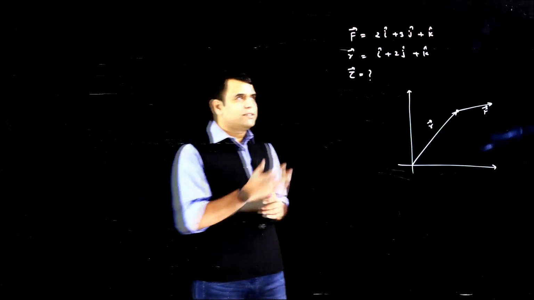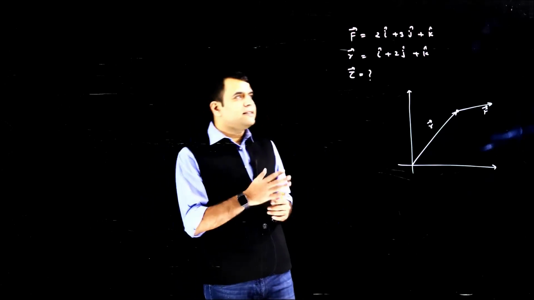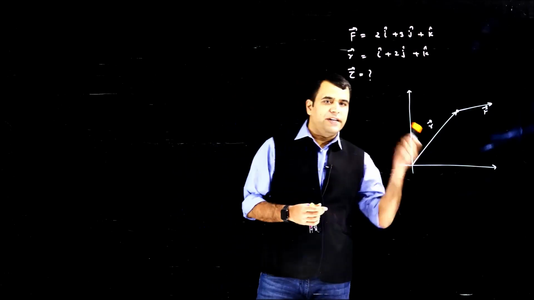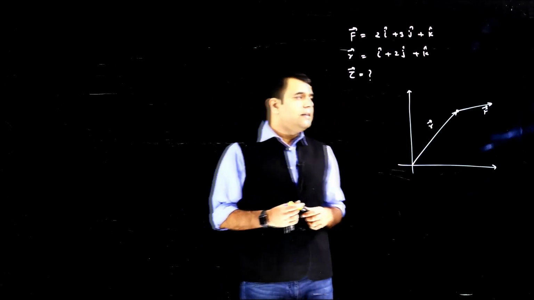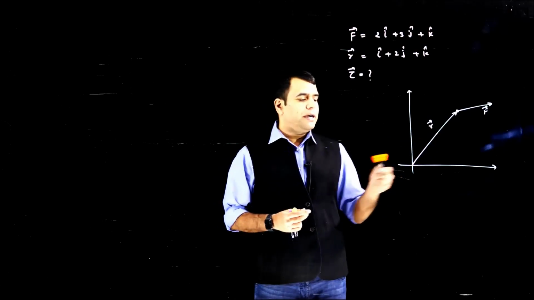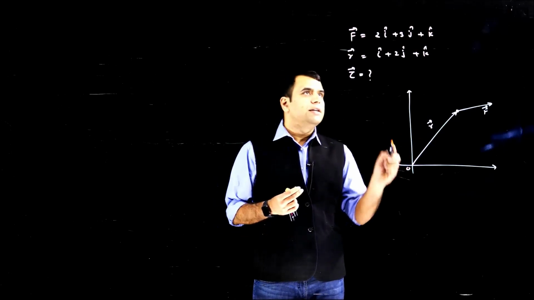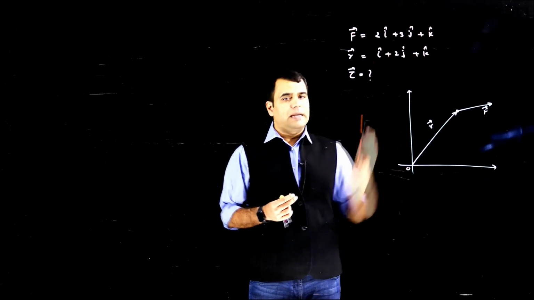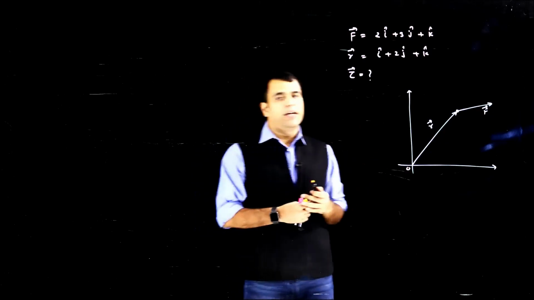Hello. Now let's solve this example. In this example, there is a point mass which is given here. This is a point mass, and the position vector of this point mass with respect to the origin is given as I cap plus 2j cap plus k cap. It's a vector, given already in vector form.